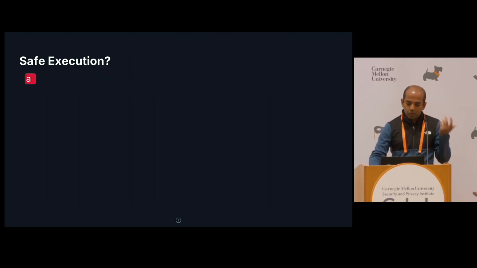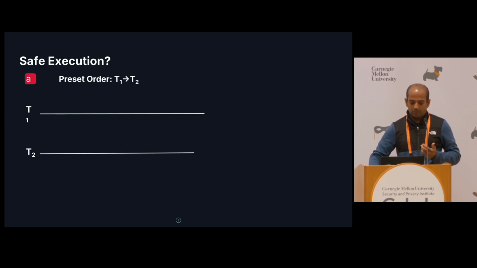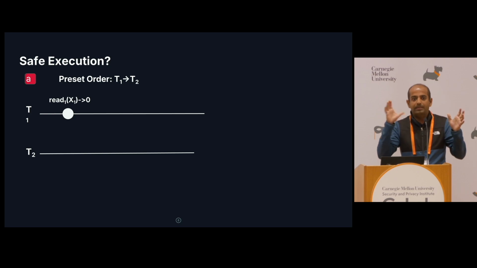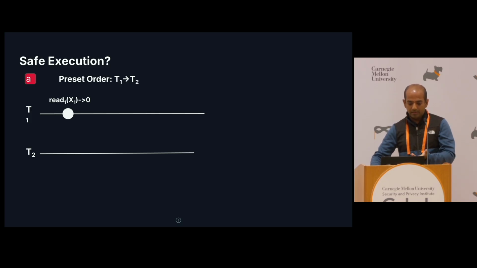If you depict this as a sequence of transactions, I'll give you a mental model for what can go wrong, what qualifies as unsafe here. So here you have two transactions, just T1 and T2.